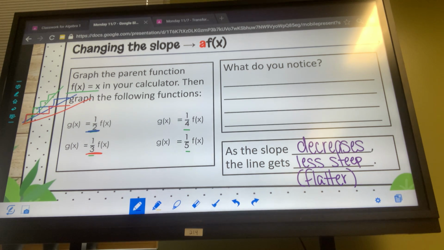So if the slope is greater than 1, the number's getting bigger, the line is steeper. If the slope is less than 1, the number's getting smaller, it's going to get less steep or flatter. Got that part?